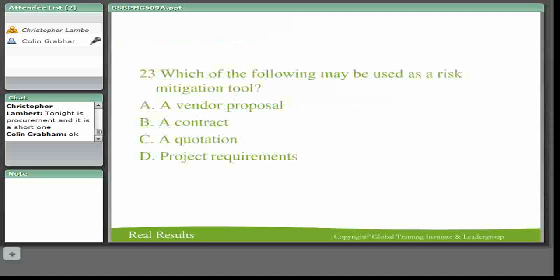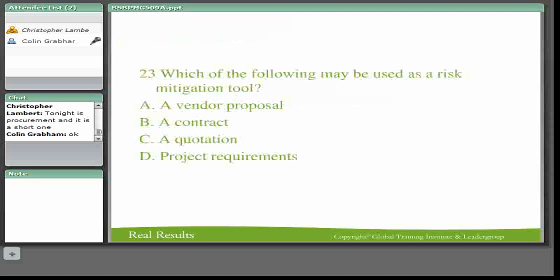Actually, I would put it down as your contract. Your risk mitigation is where you're going to tie things down, and where you're going to mitigate something. Okay, so mitigation means how are you going to deal with something.